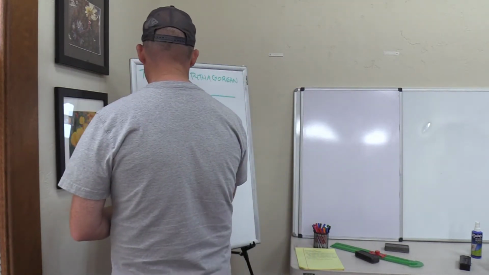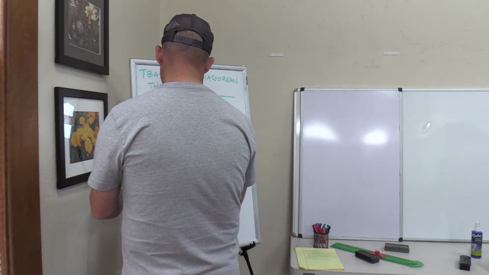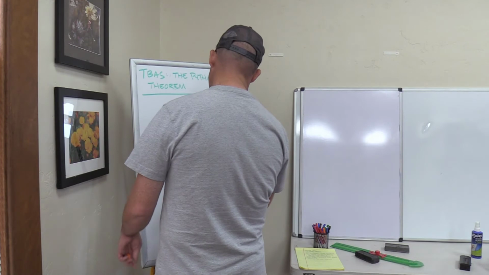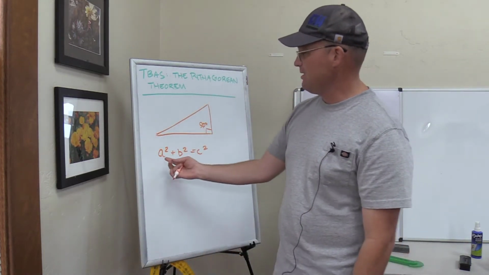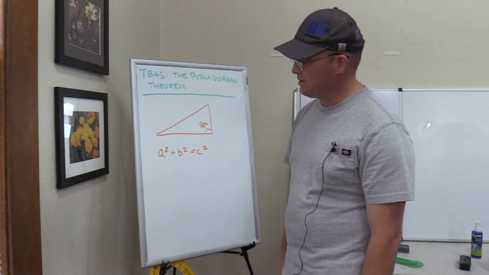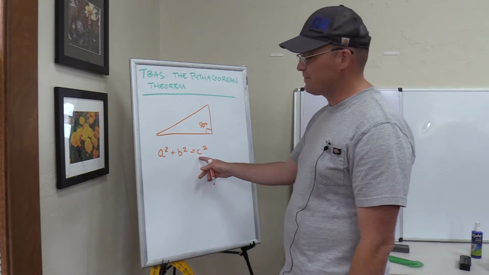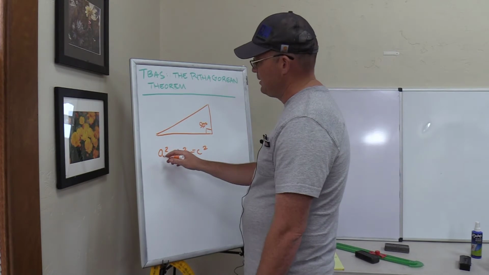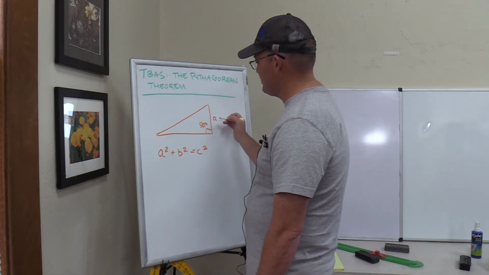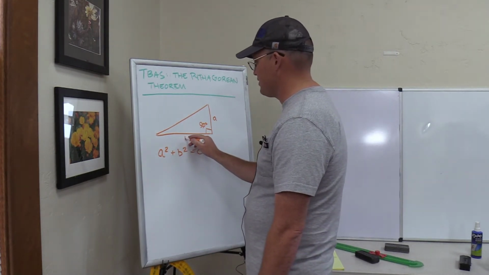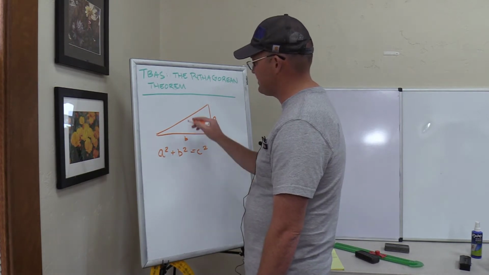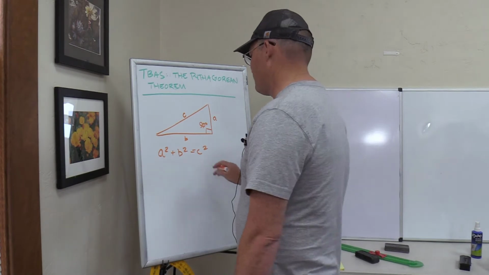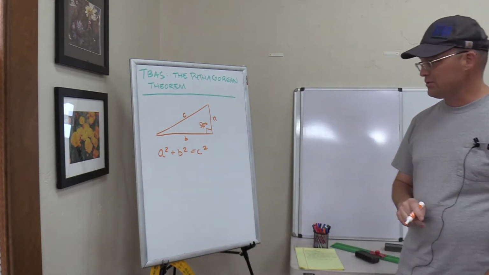Here's how we write that in algebra. A squared plus B squared equals C squared. That's how you'll usually see it written. These letters could change. It doesn't matter. You could say X squared plus Y squared equals R squared. The letters don't matter, but in this case, A is one short side, B is the other short side of the triangle, and C is the hypotenuse. So that's the formula: A squared plus B squared equals C squared.